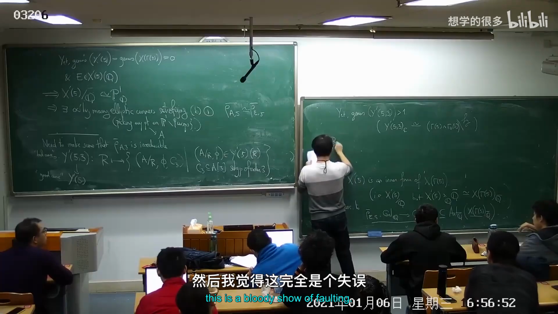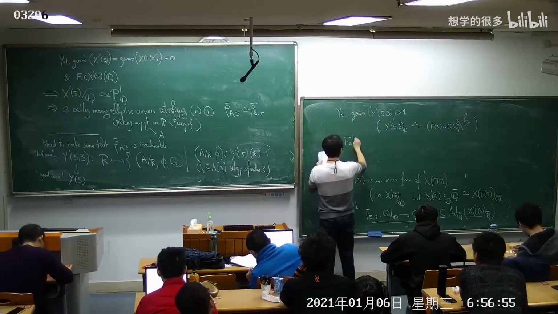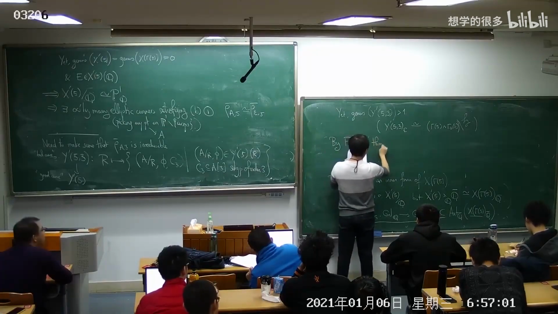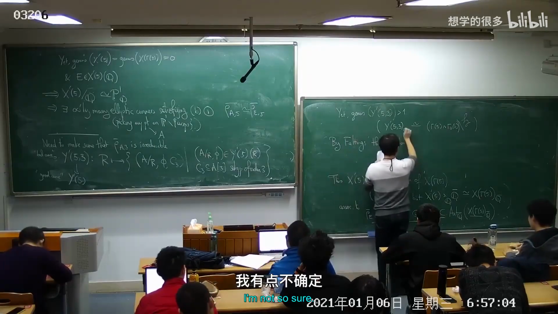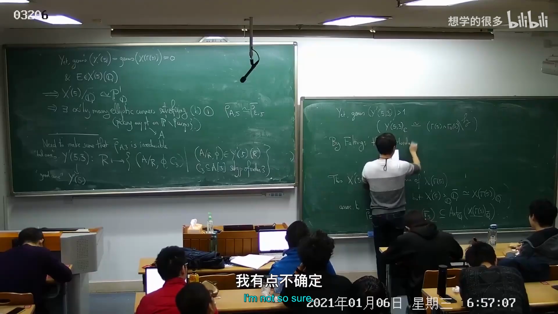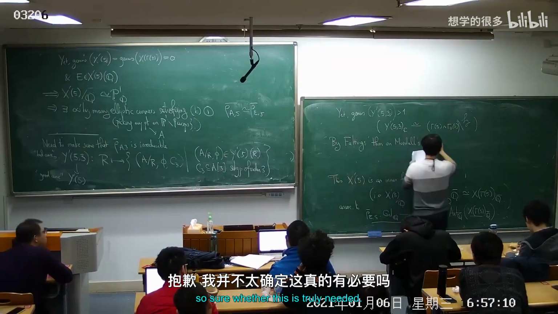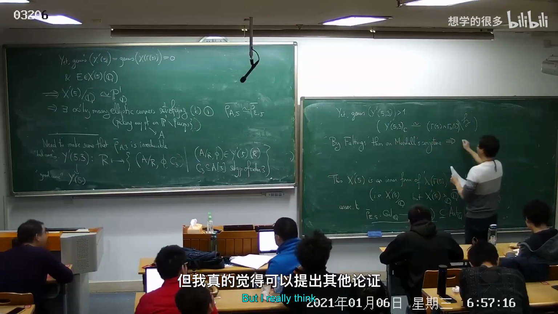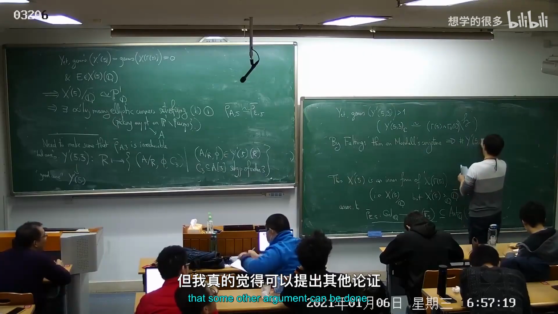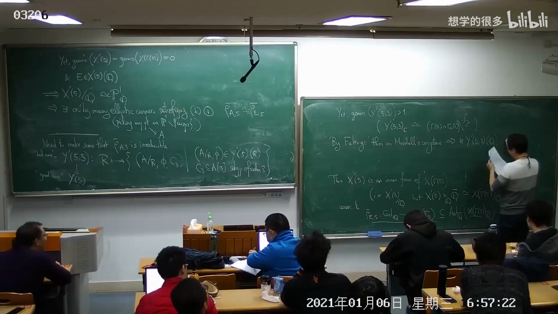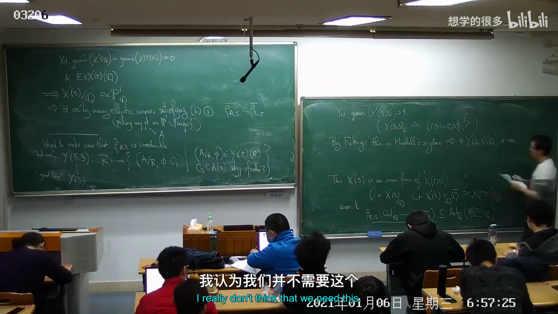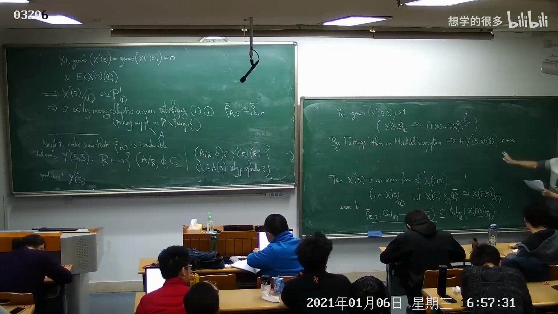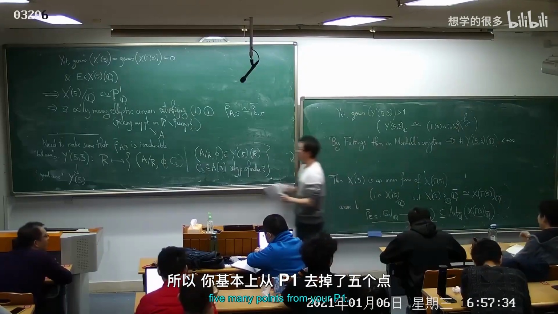I'm not so sure whether this is truly needed. I really think that some other argument can be done. I really don't think we need this. Okay. Nonetheless, it's finite, so you're essentially removing finitely many points from your P1.